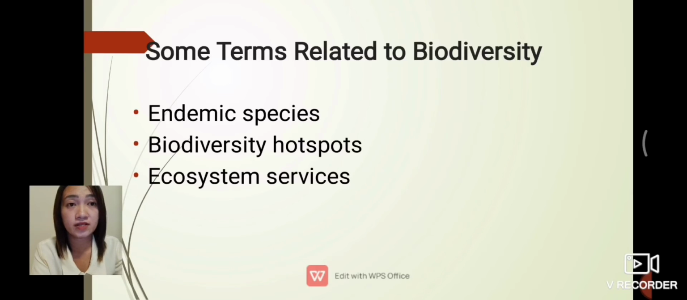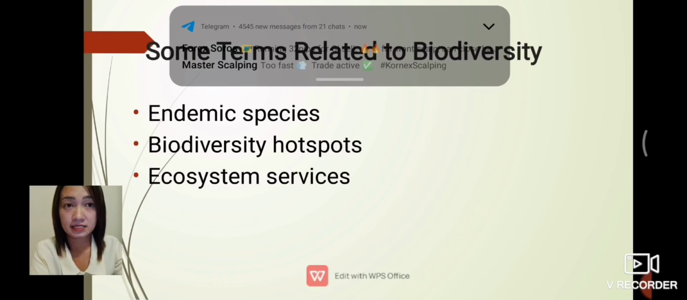The next one is biodiversity hotspots. Biodiversity hotspots are those regions or countries with rich biodiversity but are under threats of depletion and loss of species.